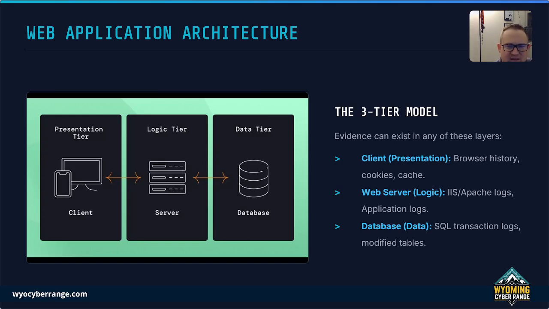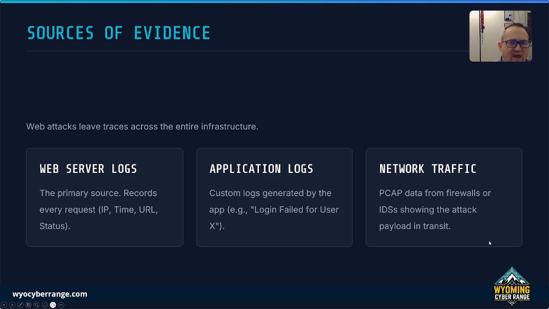Now, understanding exactly what type of forensic artifact is left in each tier is going to be extremely important on the exam. For example, knowing that a user session token might be found in a client's cookie file, while the query that extracted the tokens could be found in the database transactional logs. Now, web attacks leave traces everywhere in the infrastructure.